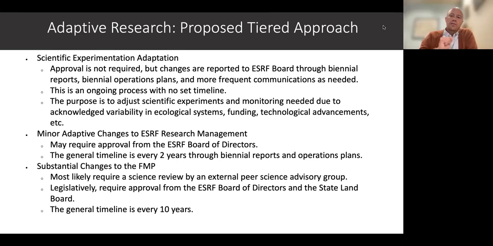And Gordy, just as a point of clarification, are you describing now the second category of adaptations? The second one would be water temperature, I think. The third one with the bark beetles might be a more substantial change. Substantial change to the FMP.